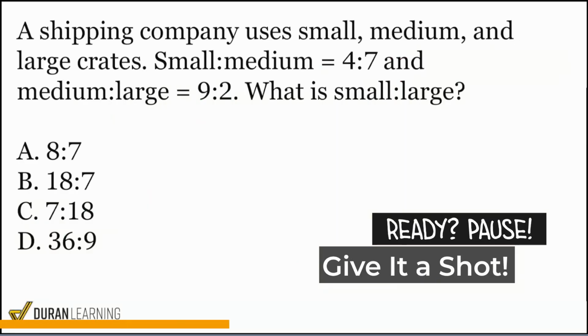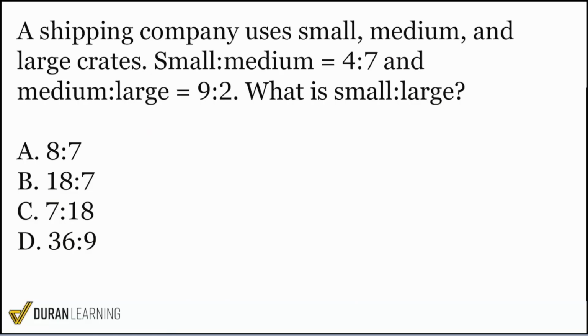And let's try this new problem out. So first thing we're going to do is understand what the goal is. Regardless of how complicated or simple a question looks, we always want to start by understanding the goal. So here's the goal. The goal is, what is the ratio of small to large? So what we want to have at the end of this all is small compared to large. All right?